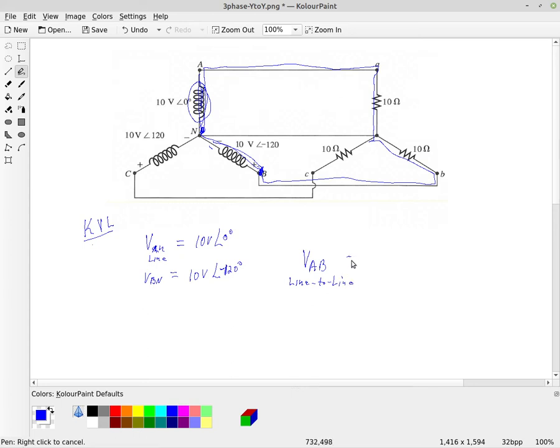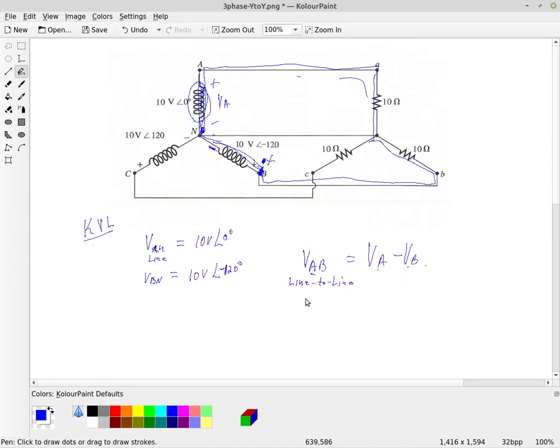All right, and so as we go up through here, this is a positive and this is a negative, so we're going up VA, and then as we come around here and we're at B and we go back to neutral, okay, we're going into the plus and coming out the negative. So VAB is defined as being VA minus VB. Okay, so that's the definition of the line-to-line. VAB is VA minus VB.